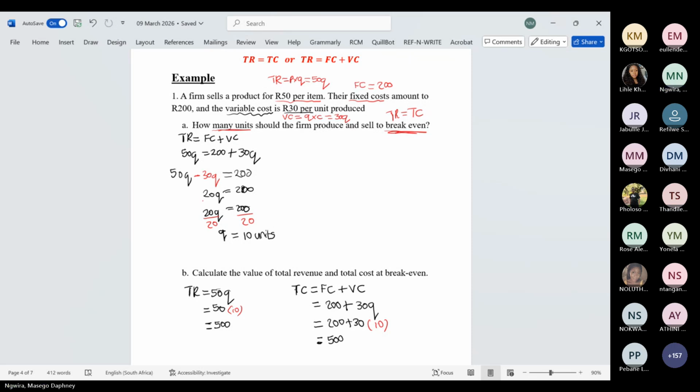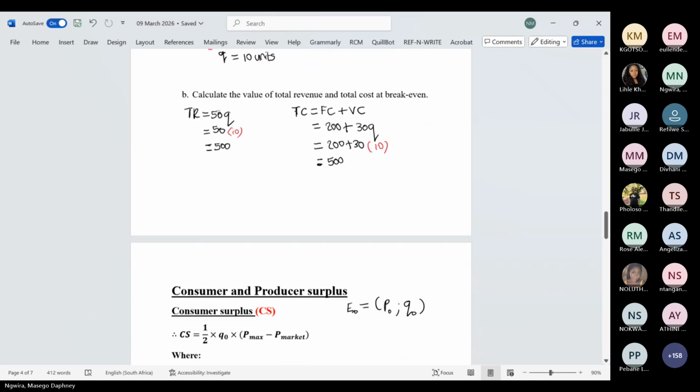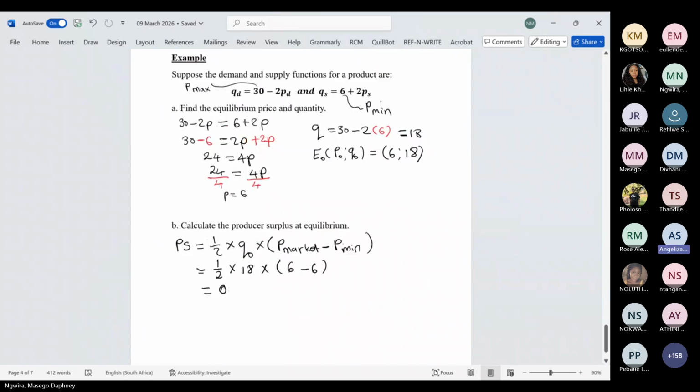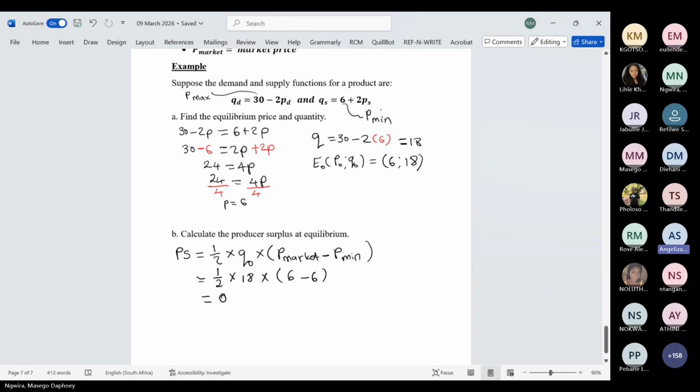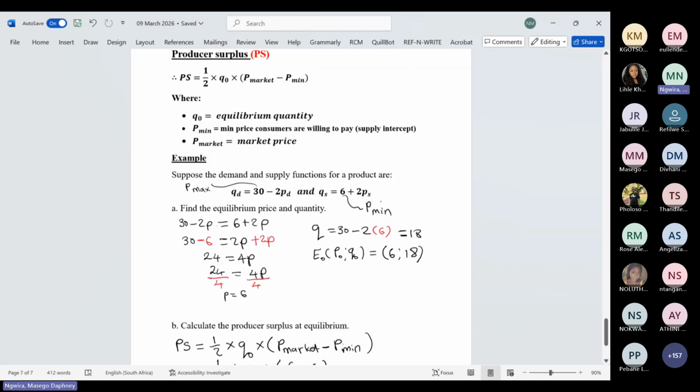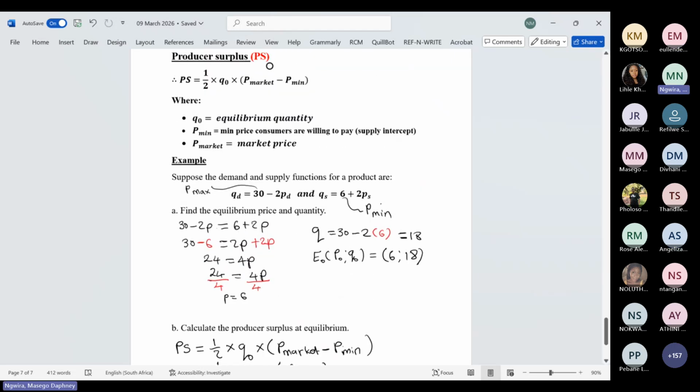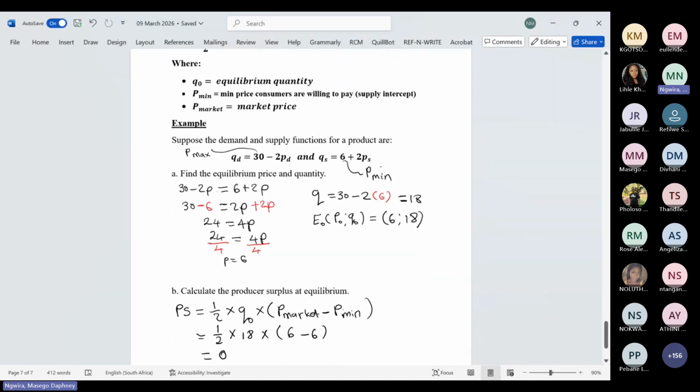Can I ask you to go to the last question you did, please? This P market and P minimum, why is it 6 and 6? I'm trying to see where the other 6 is coming from. Remember we calculated our equilibrium price and quantity. We got 6 and 18, right? When it comes to the formula, the market price is always the P that you get when you do the equilibrium. That's your market price.